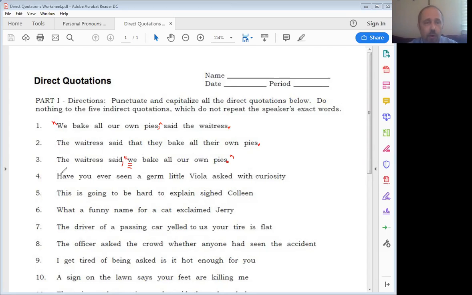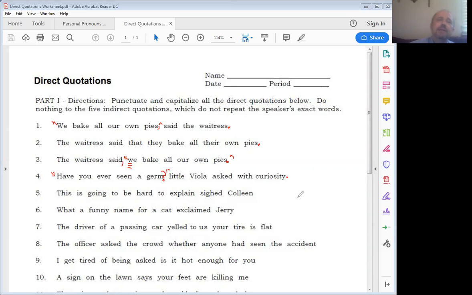And then let's look at number 4. "Have you seen a germ?" little Viola asked with curiosity. All right, little Viola's exact words are, "Have you seen a germ?" That's a question. So I'm going to put a question mark, not a comma, quotation mark, little Viola asked with curiosity, period at the end. Okay? Pretty simple so far.